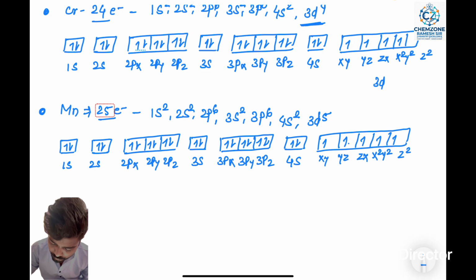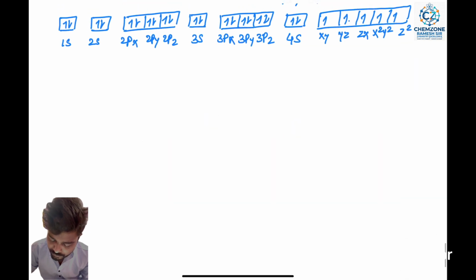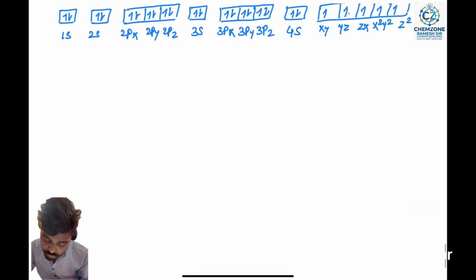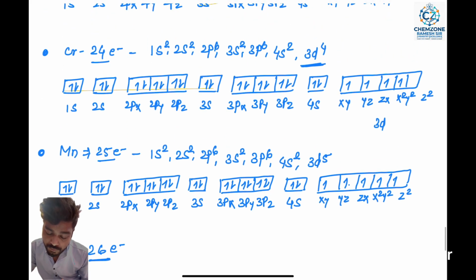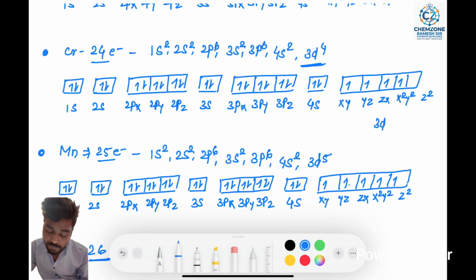Okay, so next one is your iron, Fe, that is, atomic number 26, 26 electrons. Okay, then next time discussion for this, previously for 24 chromium. Okay, so chromium, that is the exceptional case. Chromium is your exceptional case for this electronic structure.